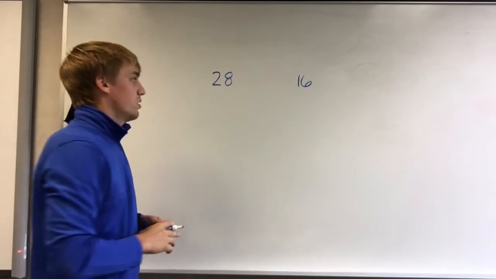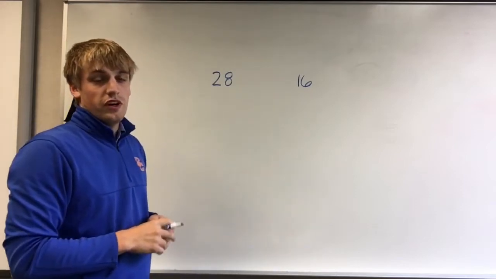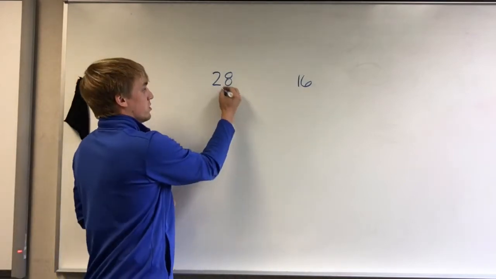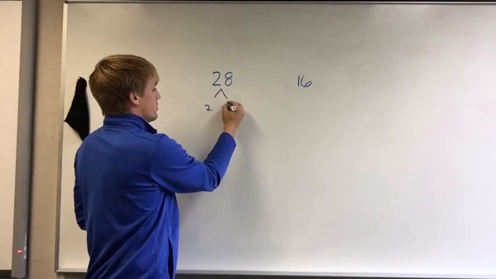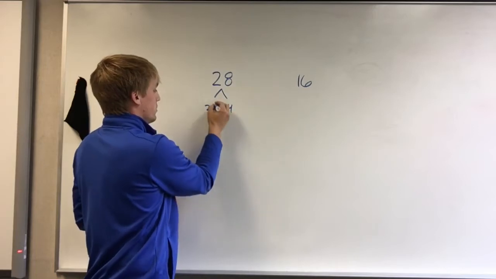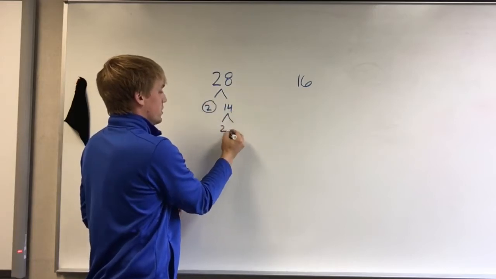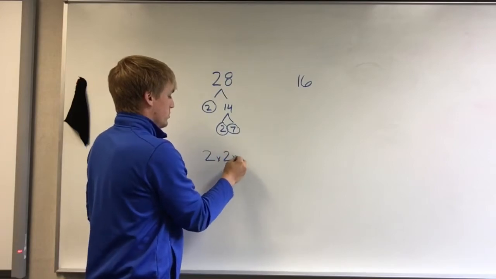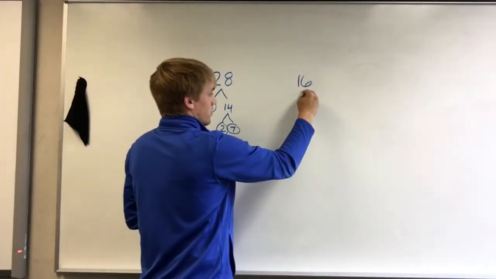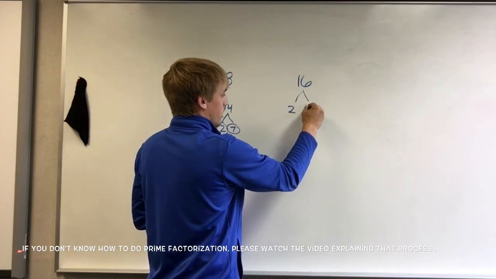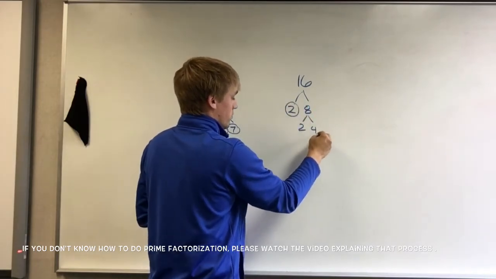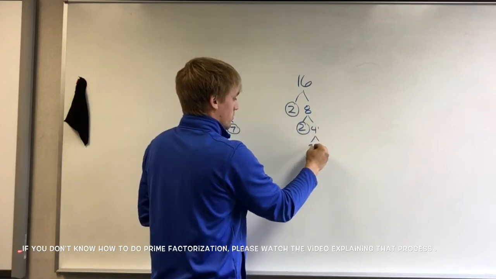The first thing we have to do is find the prime factorization, or the prime factors, of each of these numbers. So we're going to start with 2 times 14, this is prime, 2 times 7, those are both prime, so 28 is 2 times 2 times 7. 16 is 2 times 8, prime, times 4, 2 times 2.